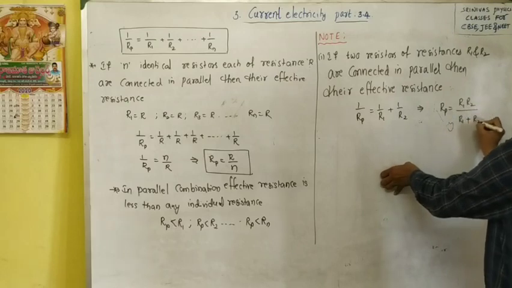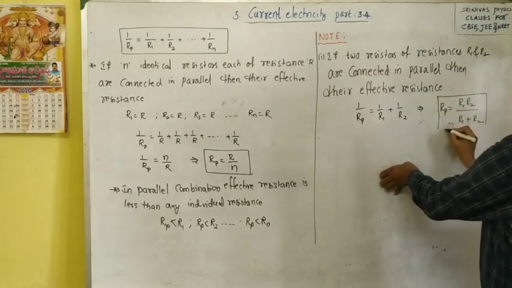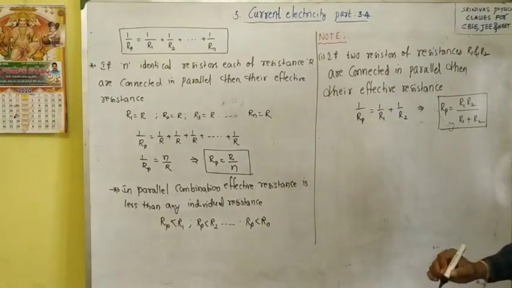What about in series? Only two resistors are there. In series, we just add them, right?